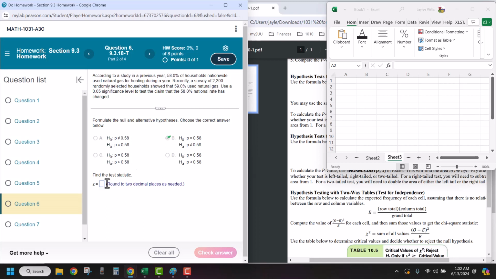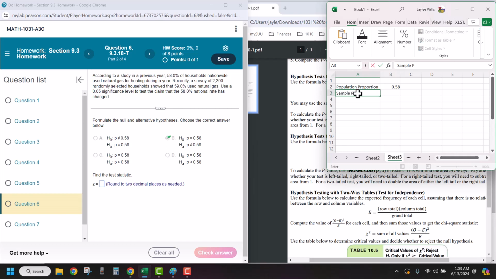And then we need to find the z-score. So I'm going to type the information that I was given into Excel. So the population proportion is this 0.58.